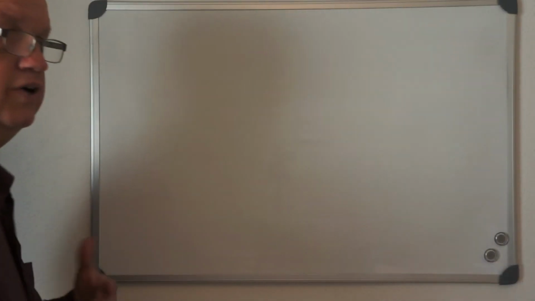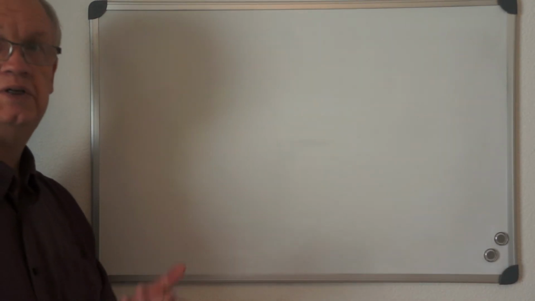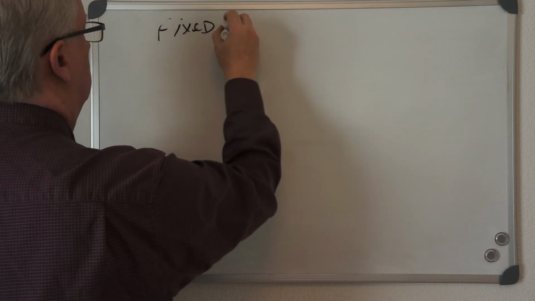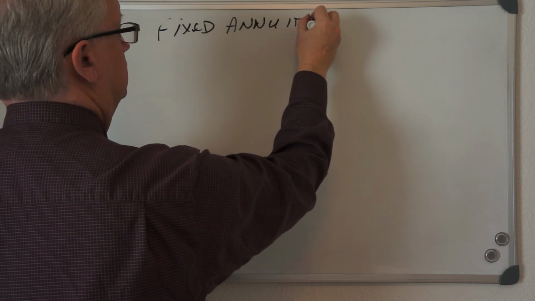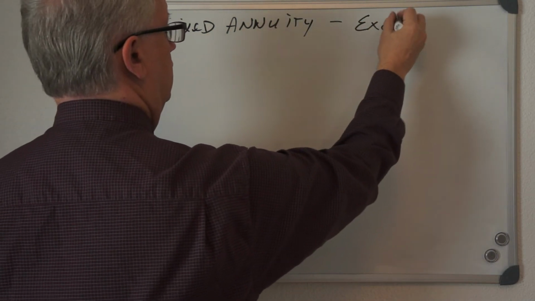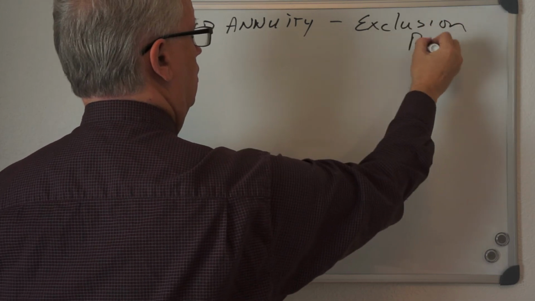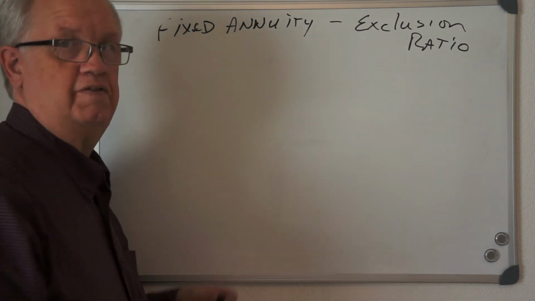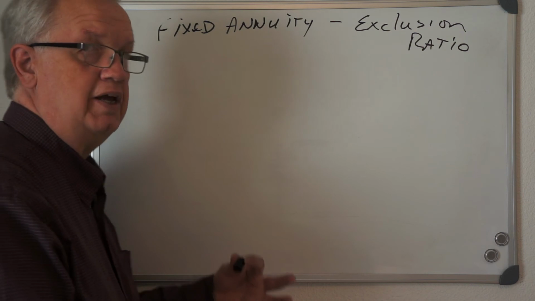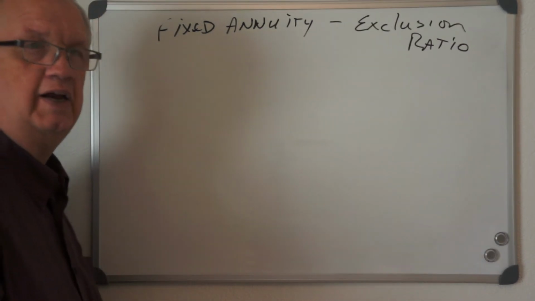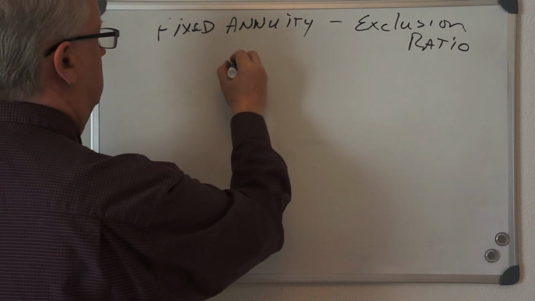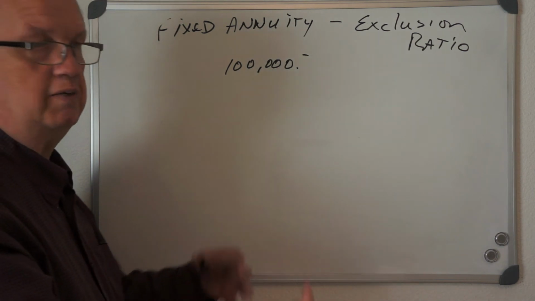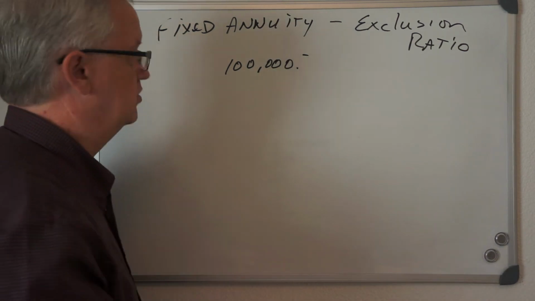Now we've got to do a calculation for your annuities. So let's take a fixed annuity. And what we're going to do is look into the exclusion ratio. This is the ratio, the percentage, that is excluded from taxation. They put money in after tax, so they're not going to tax that when they take it out. So you have $100,000 that you put in. Maybe you put $40,000 one time, 20, and then another 40. It added up to $100,000.